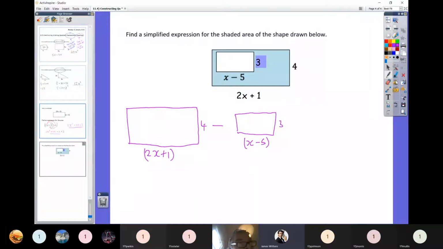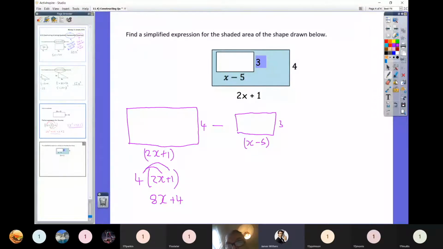So let's just do these bit by bit. So we're going to start off working out the area of the big rectangle. So 2x plus 1 times 4, or turning it around the other way, 4 times 2x plus 1. So do the claw, 4 times 2x and 4 times plus 1. 4 times 2x is 8x, and 4 times 1 is plus 4. So that's the area of the big rectangle, as if there wasn't the little white bit inside it.